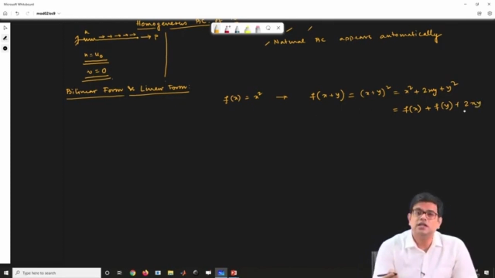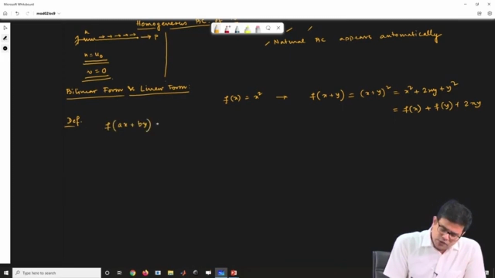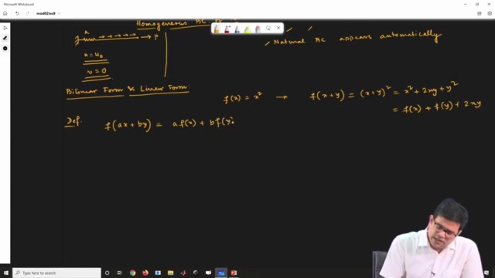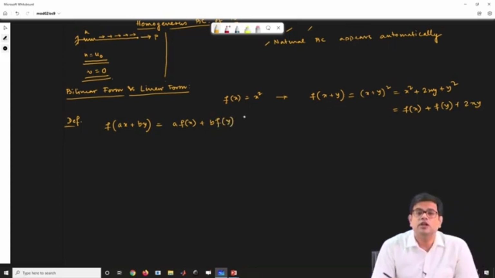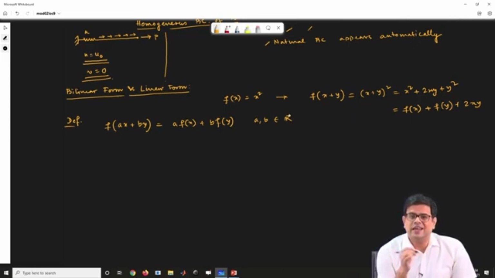So what is the condition for a linear function? If I just write the definition, f of (ax plus by) equals a of f(x) plus b of f(y). If this is satisfied, then we call f(x) a linear function, where a and b are in the real line, or scalars.